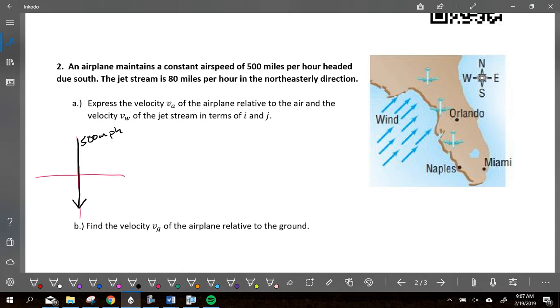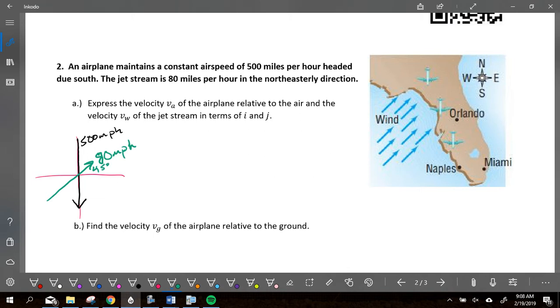You also have a jet stream. There is wind when you fly an airplane, and this is really true. If you go cross country, you know that your flight can go way faster or way slower depending on what the wind is doing. I'm doing 500 miles per hour south. You've got a wind that's going 80 miles per hour northeasterly. So what angle do you think my wind is going if I'm going northeasterly? 45. And so I've got a wind that's attacking this plane at 80 miles per hour at a 45-degree angle.